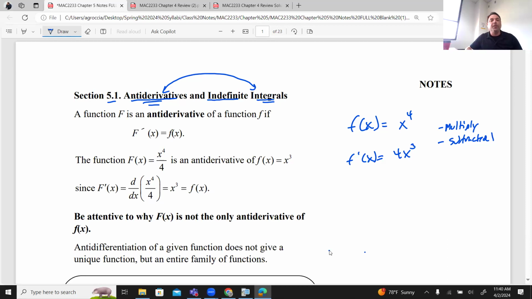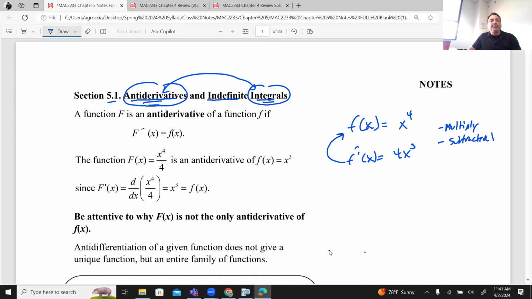We just take derivatives. What we're going to do today is the antiderivative, or integral. We're going to work backwards. We want to start with the derivative and go back to the original. Now, the why we'll answer soon. We're just going to do the how first, and then we'll do the why later.